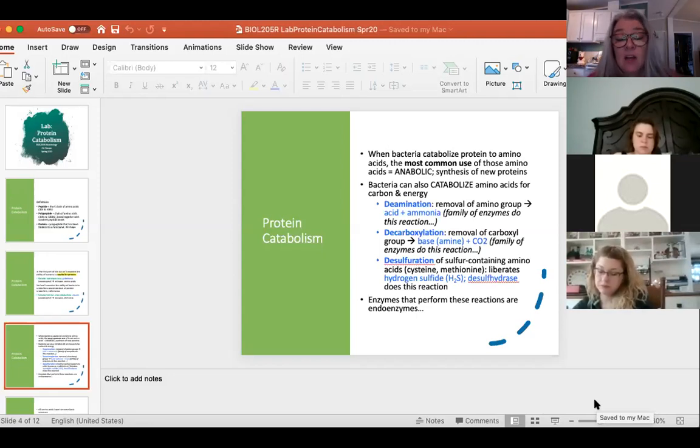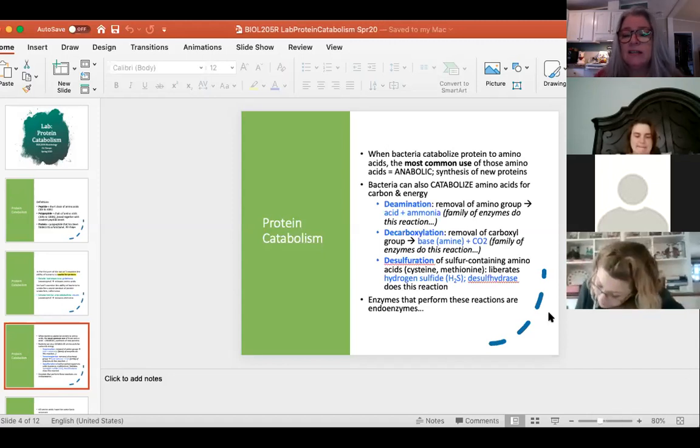Now, cells break down amino acids in a couple of different ways. And your lab manual goes into these details as well. There's a process called deamination. There's a process called decarboxylation. And there's a process called desulfuration. And these are all ways that a cell could break down an amino acid.